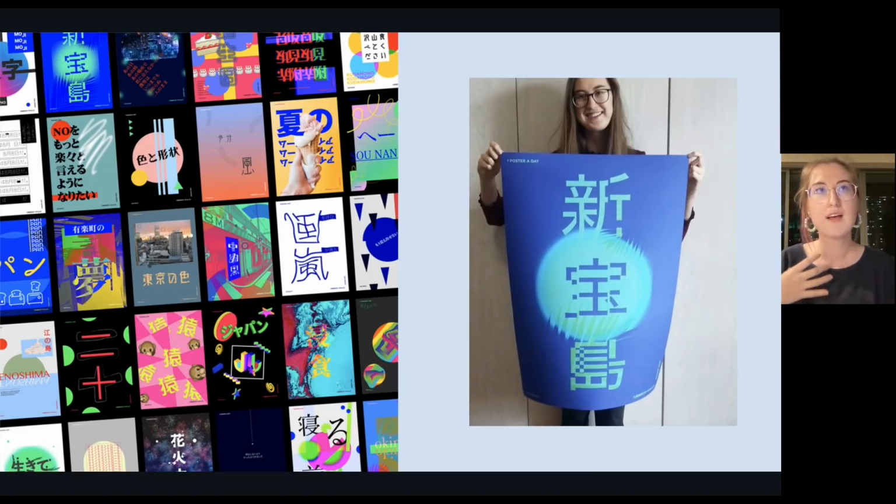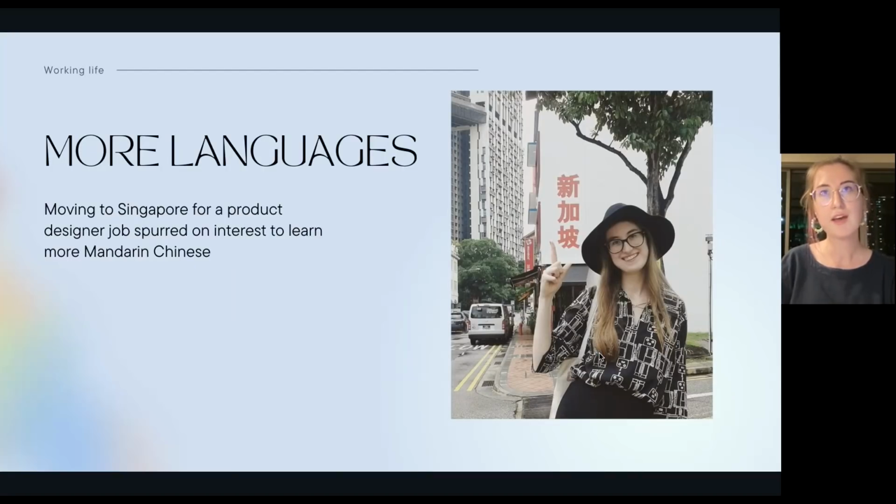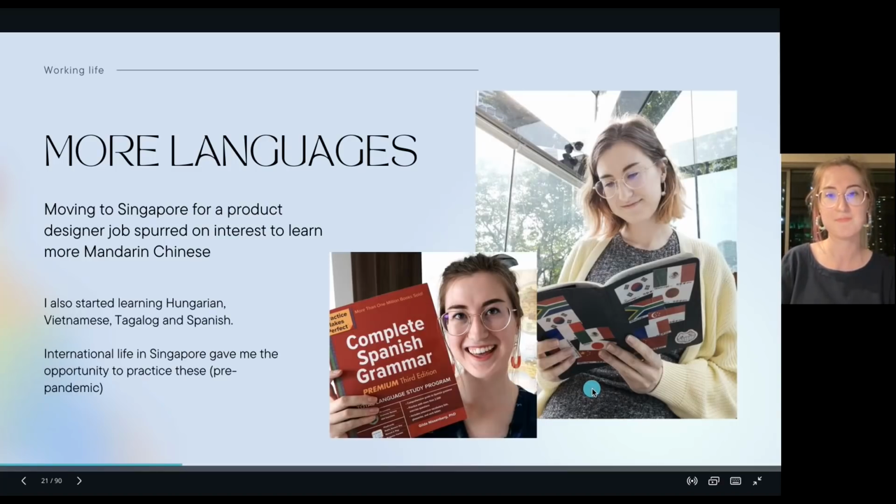So by creating some kind of a creative challenge for myself, but bringing in languages as well, like limiting myself to only use Japanese in my poster designs, I could learn a lot more about Japanese as well as practice my graphic design skills. So after that, a few years later, I moved to Singapore to work in product design. And of course, that spurred on an interest to learn more Mandarin Chinese. I had only dabbled in Chinese before that, but now I felt a lot more serious about continuing Chinese.